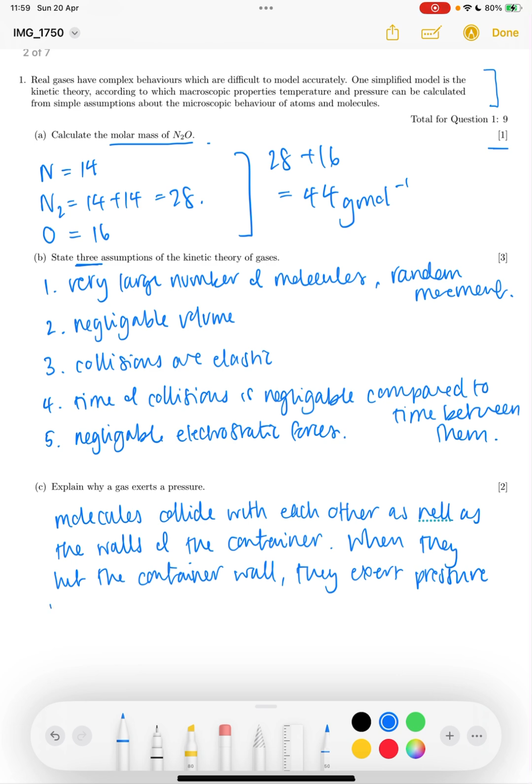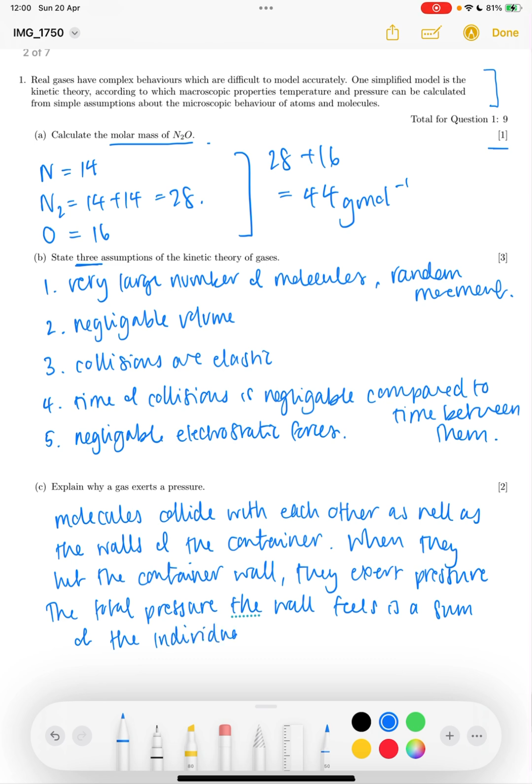And then the total pressure that the wall feels is a sum of the individual collisions. Now this is a 2 marker, and I've written 3 sentences just to make sure that I'm picking up every single point here. Honestly, you're probably going to get a mark for this sentence and for this one. My final sentence is just to ensure that I've definitely picked up all those, and it took me less than 2 minutes to write that. So I'm not stressed about timing, just doing 1 extra sentence.